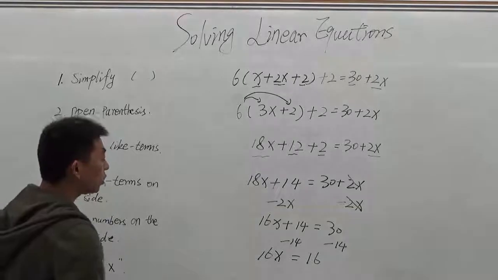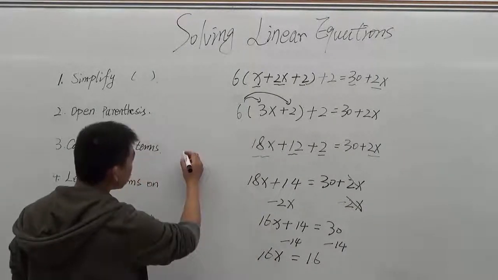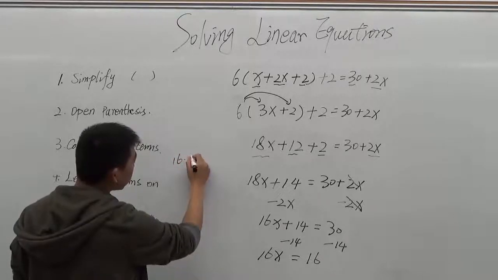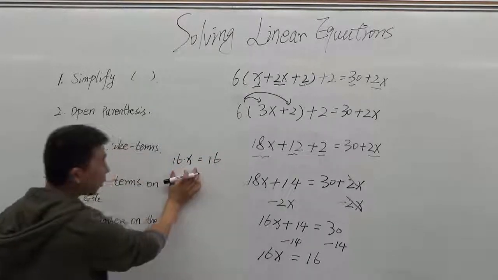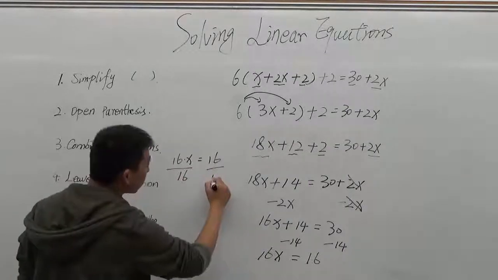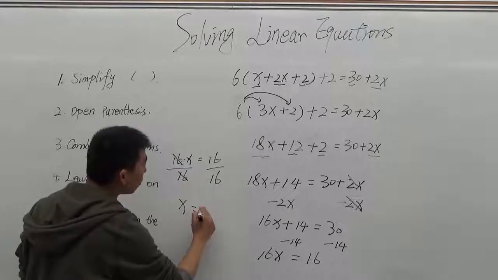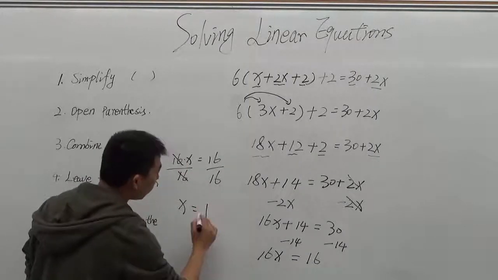So then what we need to do is divide 16 on both sides, because here it is multiplied by 16. 16 times x equals 16. Here's the multiplication, so we need to do division here. Do the same number, 16, on both sides. Then 16 and 16 cancel out, x equals 16 divided by 16, that's 1.